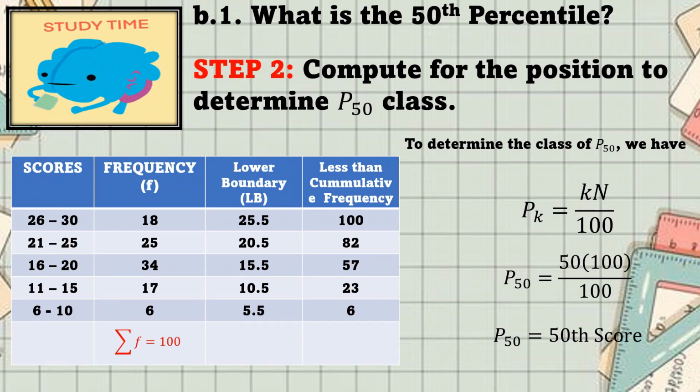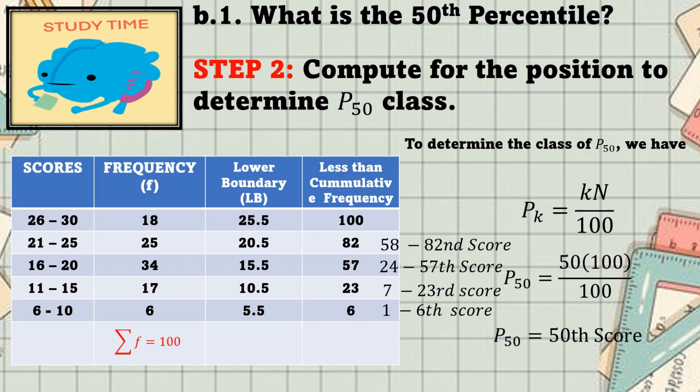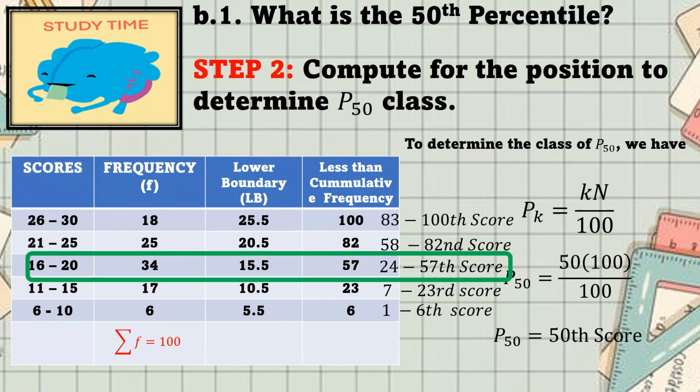By identifying the range of our cumulative frequency, we have 6 to 10, which is the 1 to 6 score. 11 to 15 will be the 7 to 23rd score. 16 to 20 will be the 24 to 57th score. 21 to 25 will be the 58 to 82nd score. And then 26 to 30 will be the 83 to 100 score. So we can say that our 50th percentile will be in this class, which is 16 to 20.